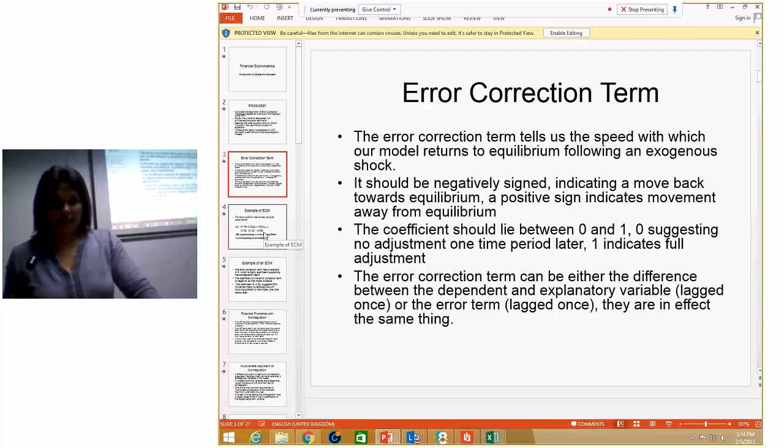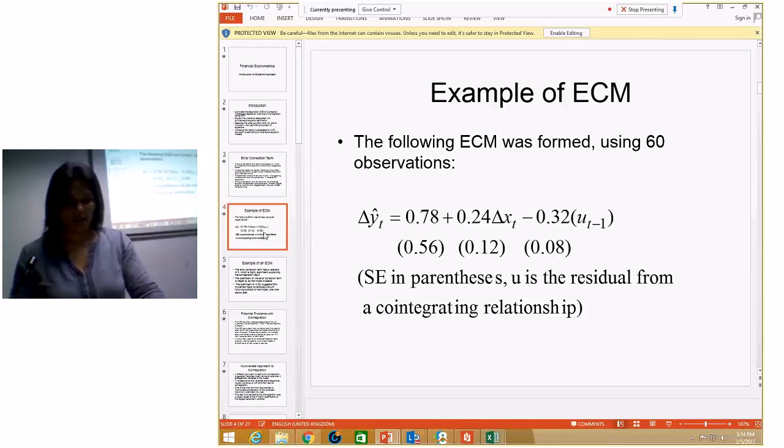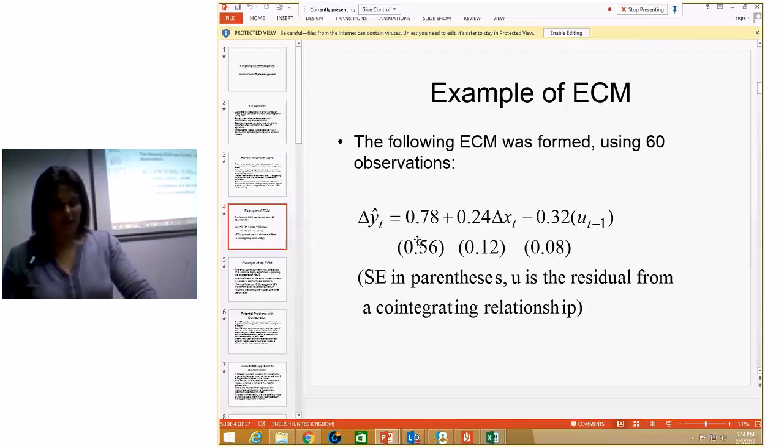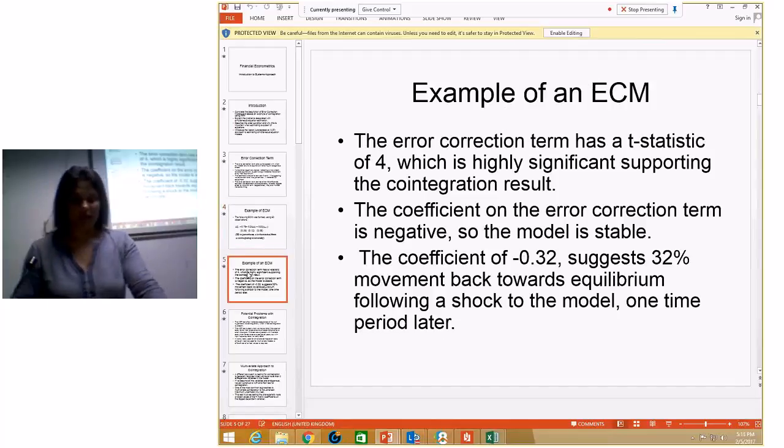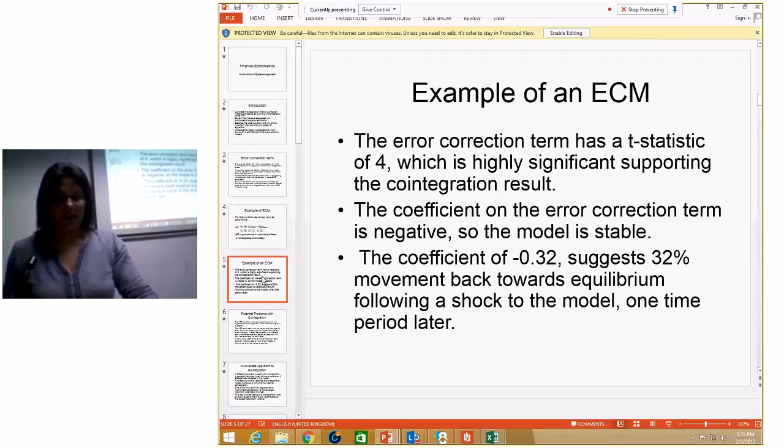That is the error correction term. This example shows the error correction model. Within brackets, it shows the residual from the cointegration relationship. The error correction term has a t statistic which is highly significant, supporting the cointegration results.